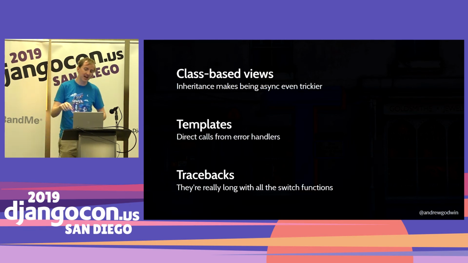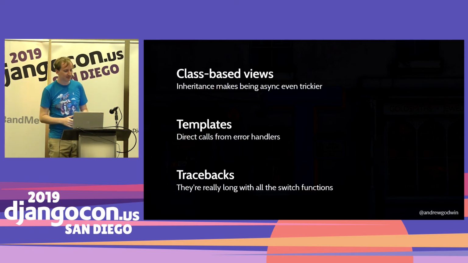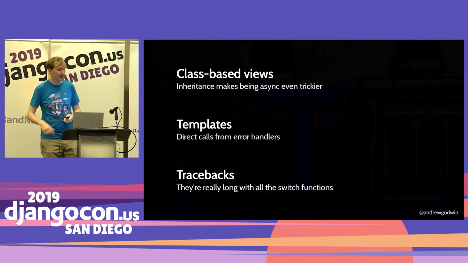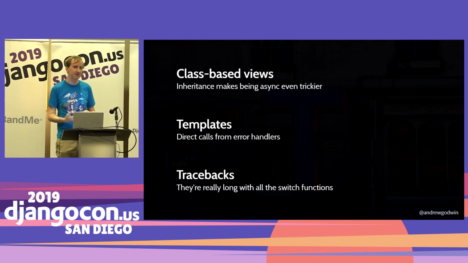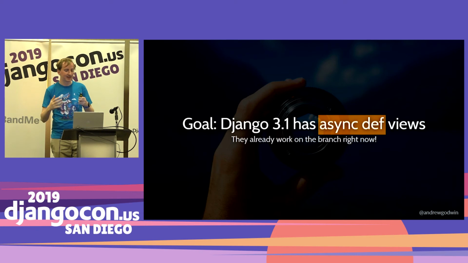So I just went through and added sync to async everywhere we could to bring down the number of test failures. And of course, tracebacks get kind of worse. All those sync to async calls take 2 or 3 lines up in every traceback. So we're trying to look at a way to make that prettier, but it may just have to be a thing we live with. But the goal of all this is that we have async def views in Django 3.1.